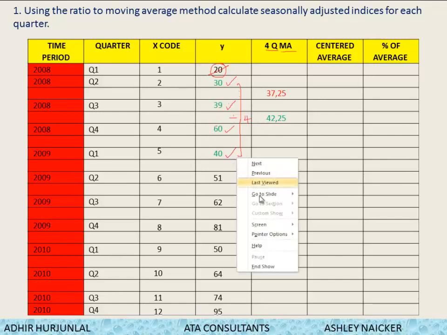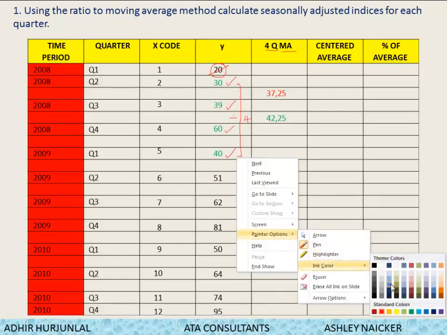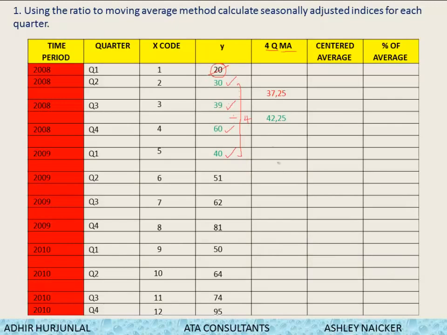Let me change the color of the pen here, just to make it a bit easier for me to allocate the different ones. Now remember, I've dealt with that, it is over. If I want the next value, I take the next 4, and the next 4 is the 39 plus the 60 plus the 40 plus the 51. I add those 4, and if I divide them by 4, it gives me the answer that comes in there, and that answer is 47,5. And guys, I go on and on and on with the same process.